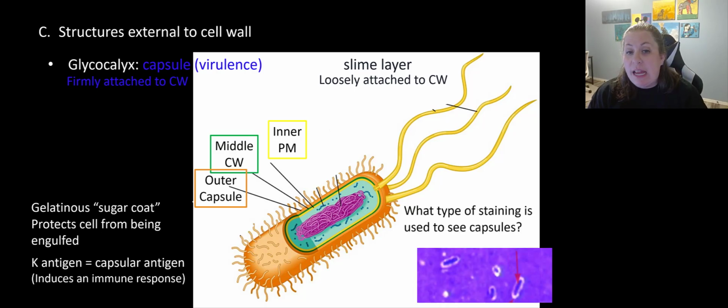So what type of staining is used to see capsules? We talked about this in the previous video, and remember it shows a highlighted area around the bacteria that doesn't get stained. This is known as a negative stain, sometimes used with India ink.